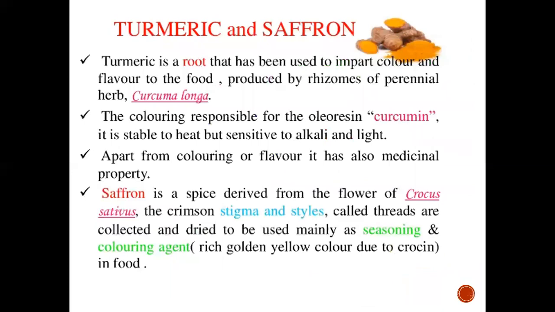Next one is saffron and turmeric. All those are natural colors. Turmeric gives a very good yellow color to food items like curries, etc. Saffron is used for making a particular golden color, and it gives a very rich color. It is also used as a coloring agent.